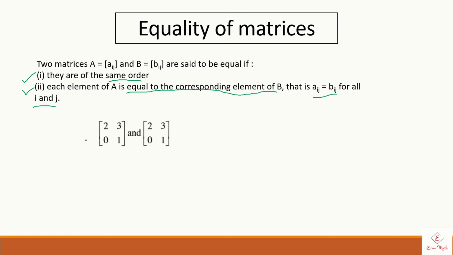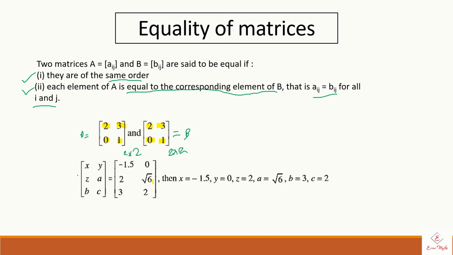So for example like this, a matrix A and matrix B, इसका ऑर्डर सेम होना चाहिए, इसका ऑर्डर 2 है, इसका भी ऑर्डर 2 है, and each element must be equal to the corresponding element. 2 is equal to 2, 3, 0 and 1 all must be equal to each other correspondingly. So second example हम देखते हैं.